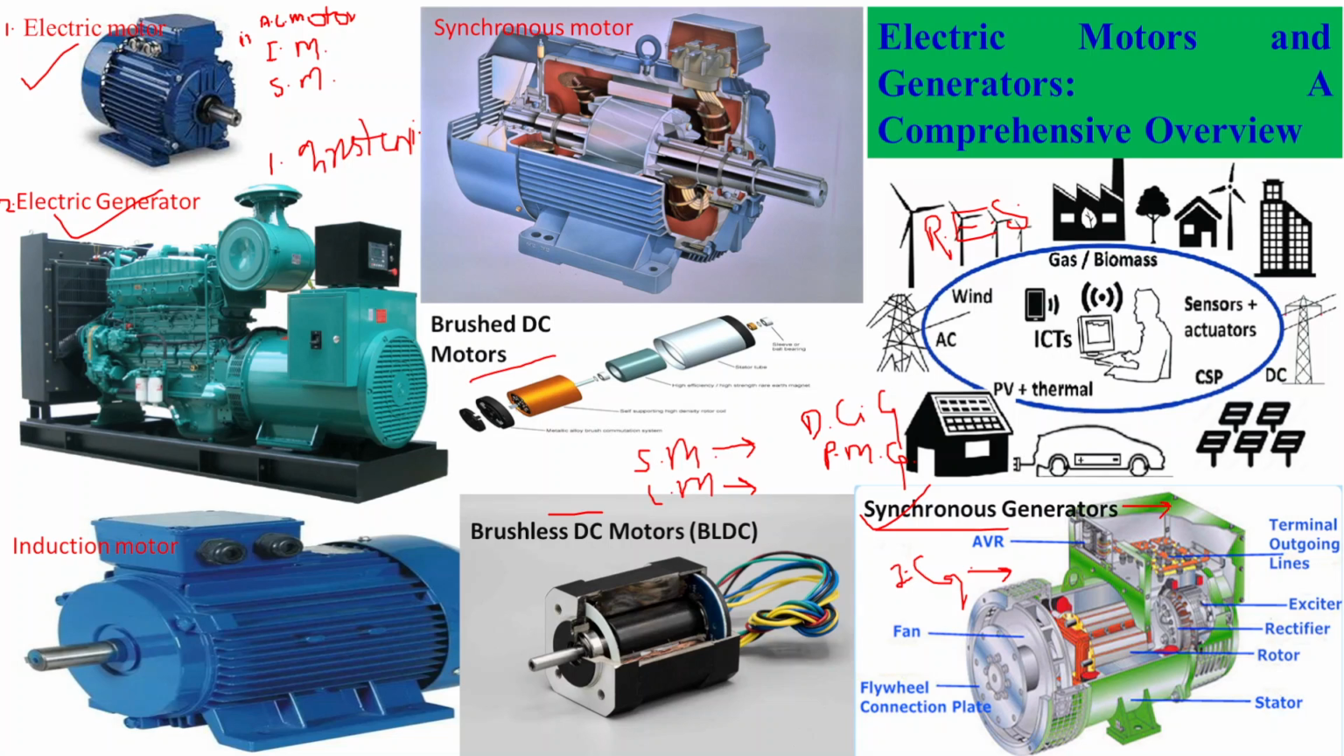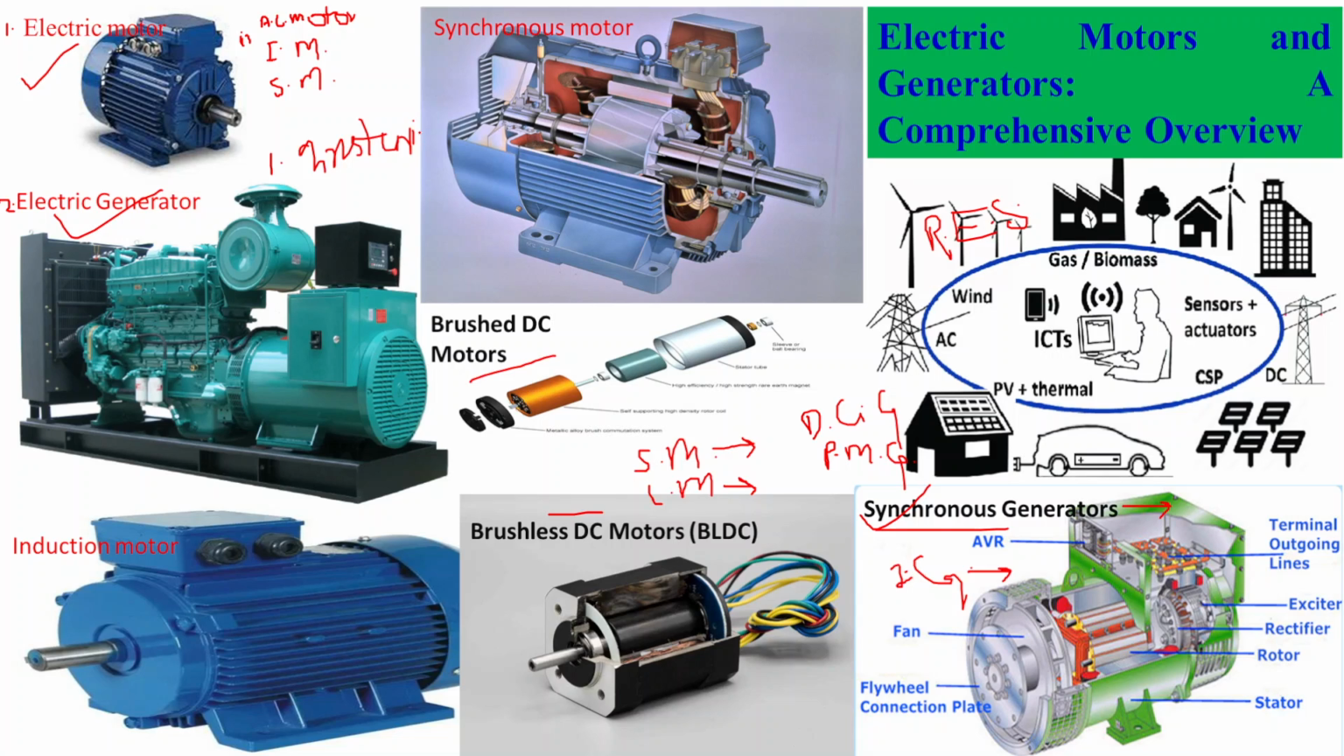Next is renewable energy. Coming to renewable energy, electric generators are essential components of renewable energy systems, including wind turbines, hydroelectric generators, and solar photovoltaic systems. Electric motors are used in renewable energy applications for tasks such as tracking solar panels, adjusting wind turbine blade pitch, and controlling hydroelectric turbine speed.